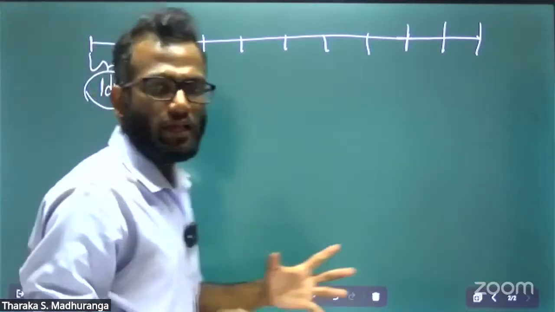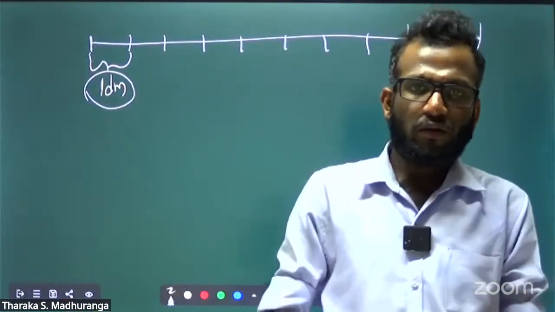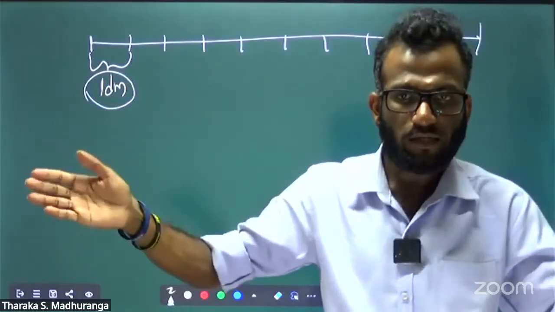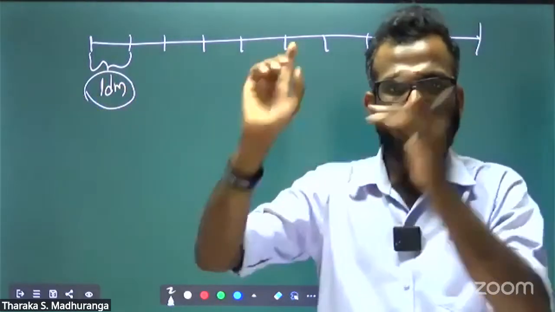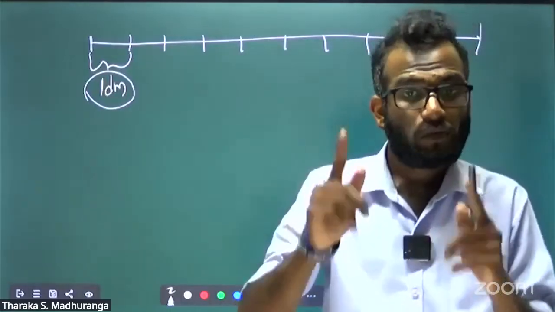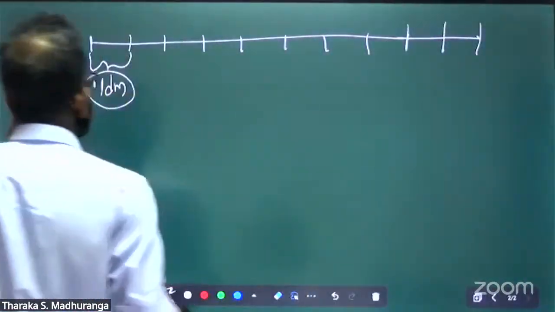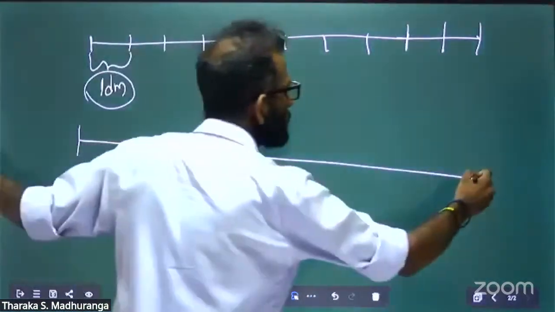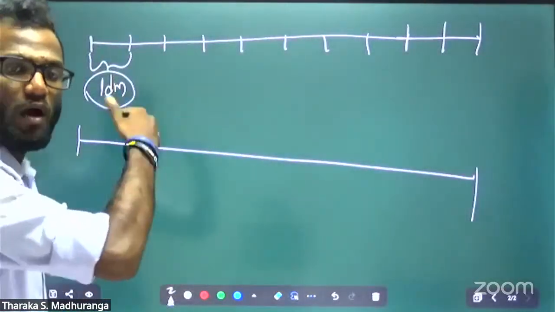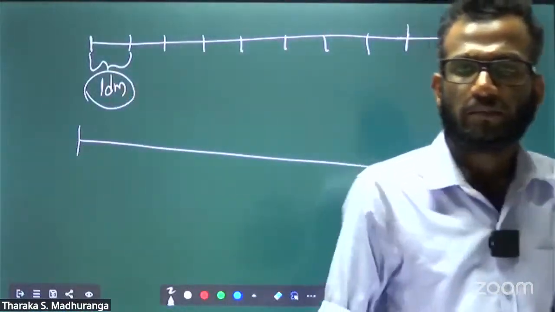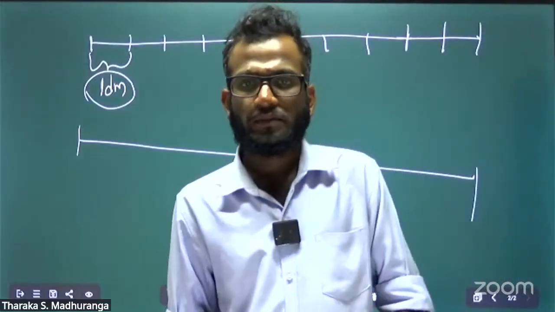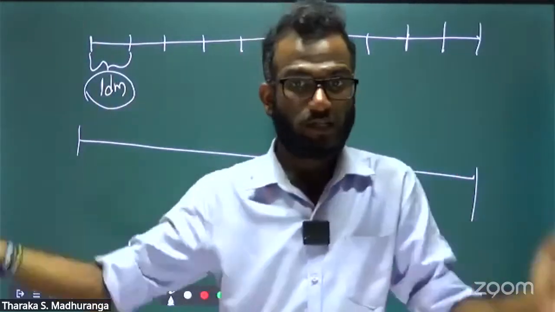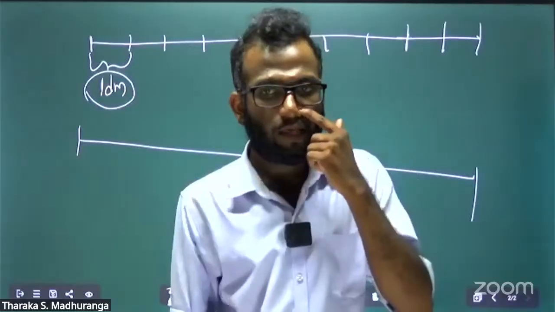1 decimeter actually, in centimeters, is 10 centimeters. 1 decimeter is 1 meter divided into 10 equal parts, and one part is 1 decimeter. Okay, if I divide 1 meter into 100 equal parts, then what is the name of one part?